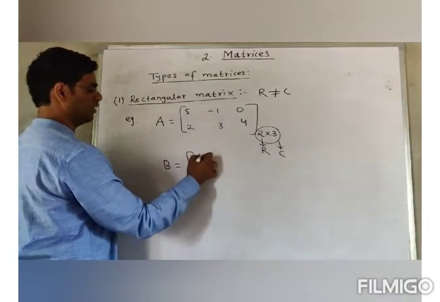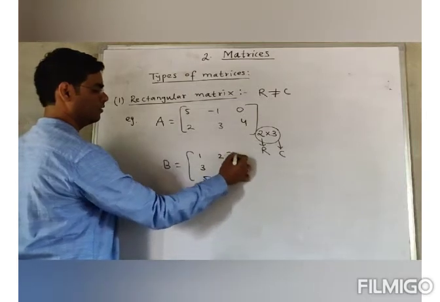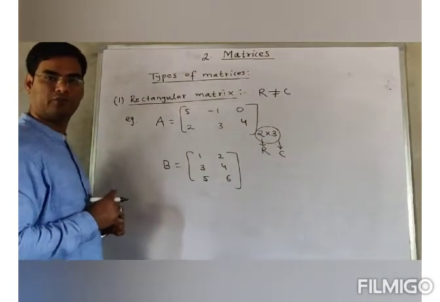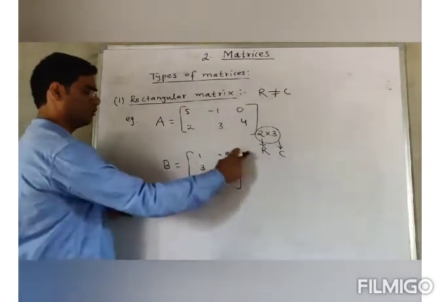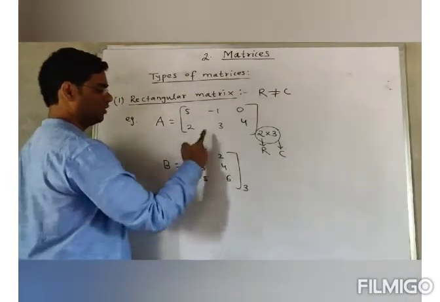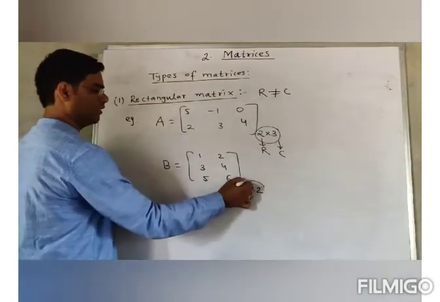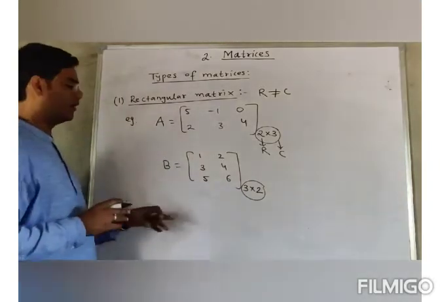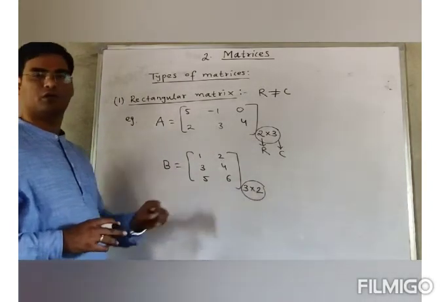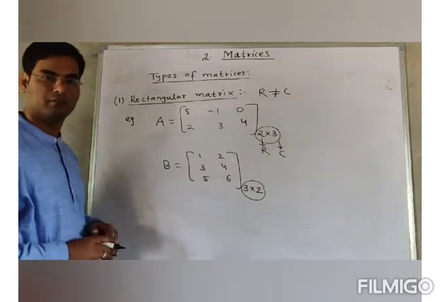Let us take another example. B is a matrix having elements 1, 2, 3, 4, 5, 6. It contains 3 horizontal lines, so 3 rows, and 2 vertical lines, therefore 2 columns. So the order of this matrix is 3 by 2 and here number of rows are not equal to number of columns. Therefore this is an example of a rectangular matrix.